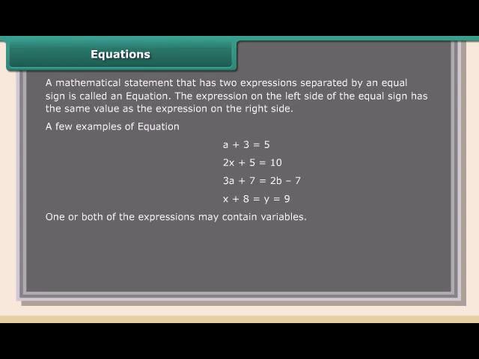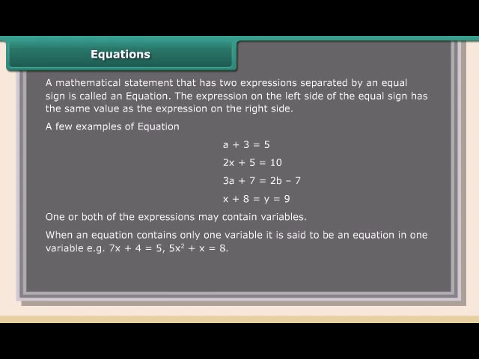One or both of the expressions may contain variables. When an equation contains only one variable, it is said to be an equation in one variable. That is, 7x plus 4 is equal to 5, 5x squared plus x is equal to 8.